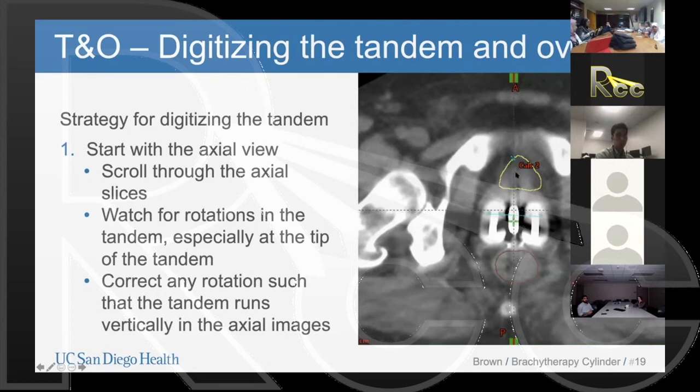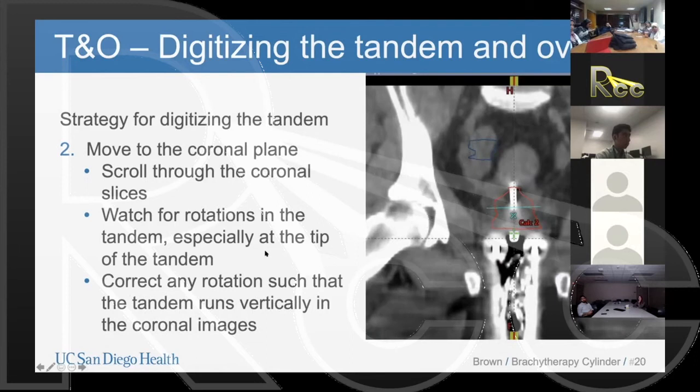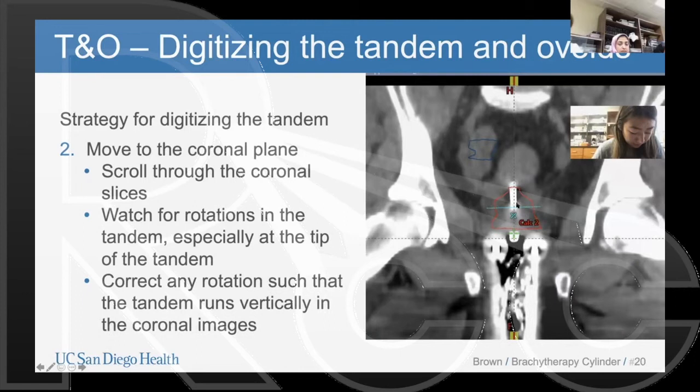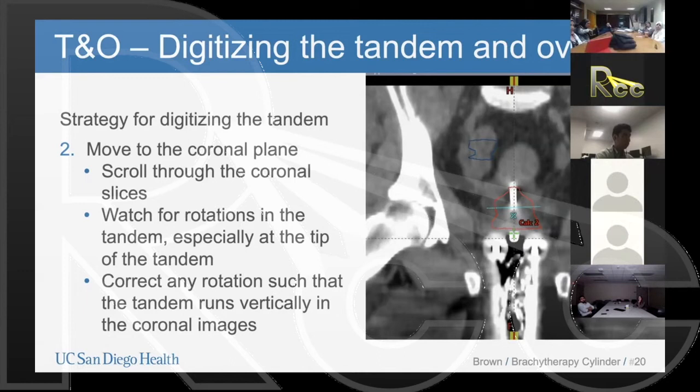Okay, once I had any rotation in the tandem corrected in the axial plane, then I would move to looking at the coronal plane. And I would do the same thing. I would scroll up and down through the patient, anterior, posterior, still only looking at the tandem. I don't even care what the ovoids are doing at the moment. I'm just looking at the tandem. If I see a rotation in this direction, then I would correct it. I would grab the rotate tool and get it perfectly straight so that I saw no deviation in how the tandem interacted with this axis as I was scrolling from anterior to posterior to anterior, back and forth through the patient.